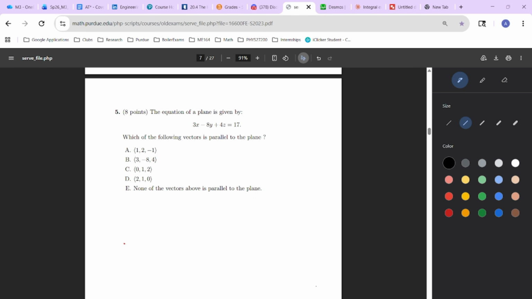Hello, everybody. Thanks for joining me today as we go over question 5 of this problem set. It tells us that the equation of an arbitrary plane is given by 3x minus 8y plus 4z is equal to 17. We are tasked with finding which of the following vectors is parallel to the plane. Now, if it wasn't clear, this is the equation of the plane.